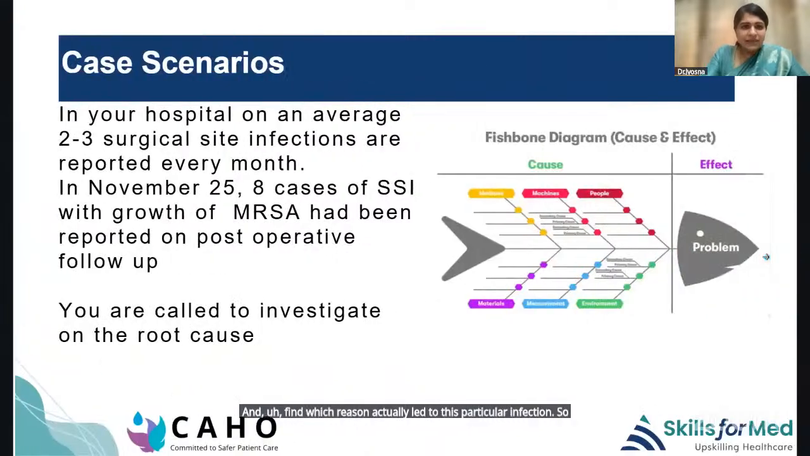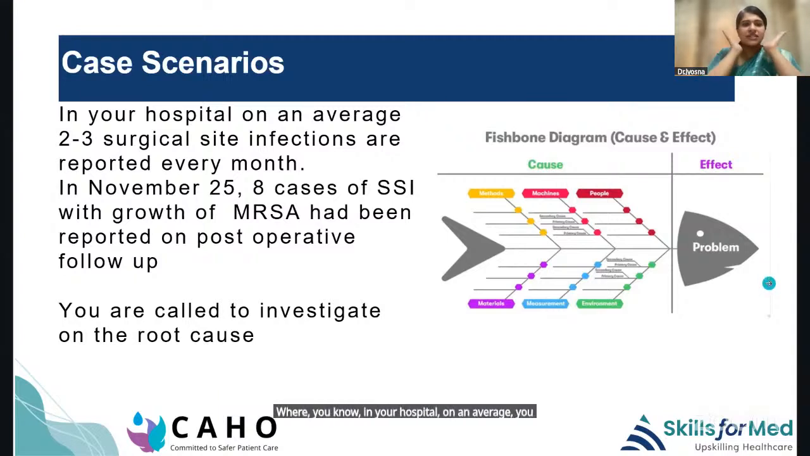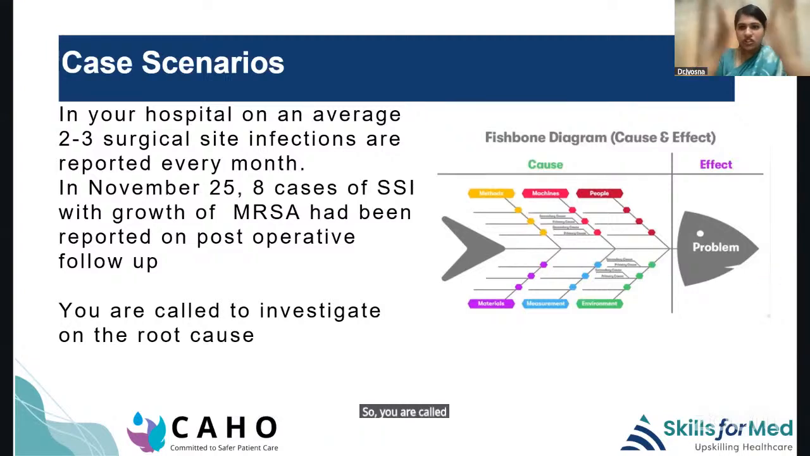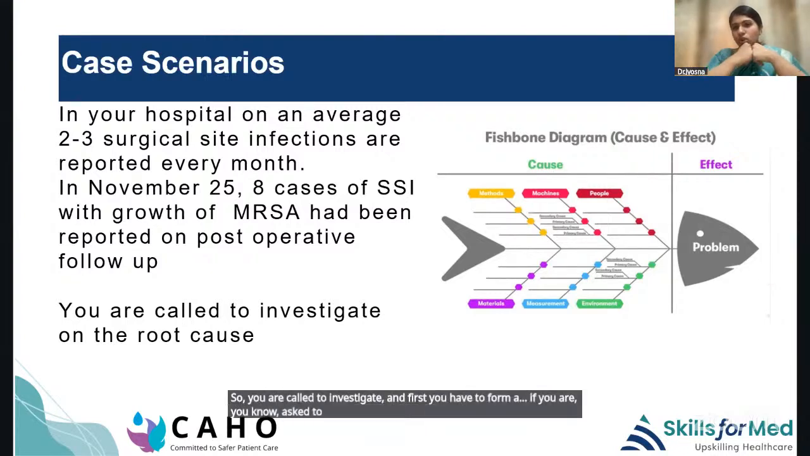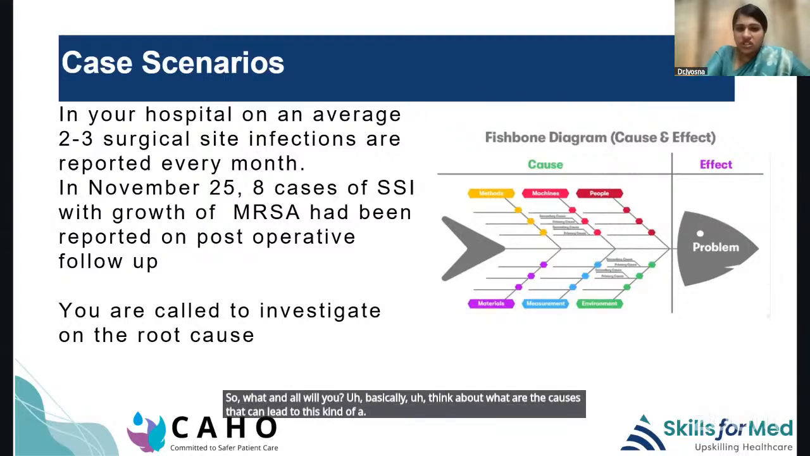Next slide, I'm giving you another case scenario. In your hospital on average you had 2 to 3 SSIs every month, but this month, November, you have already reported 8 cases of SSI with growth of MRSA in your post-op ward. You are called to investigate, and you are asked to do a root cause analysis for this. So what all will you think about? What are the causes that can lead to this kind of situation?